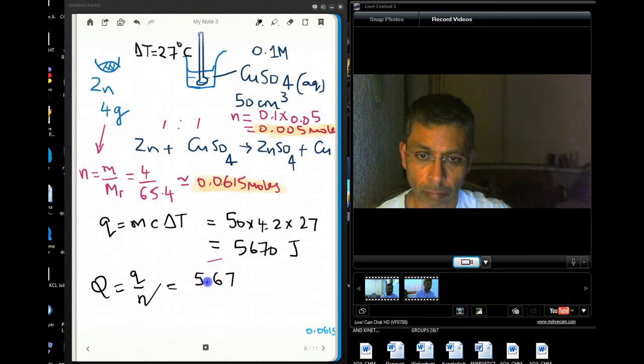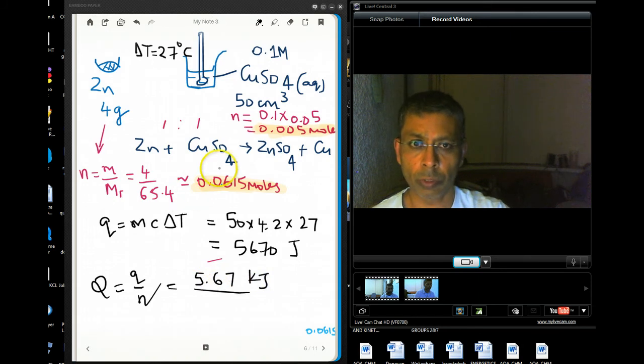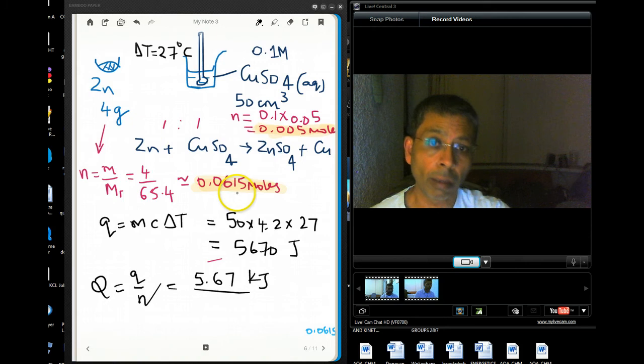5.67 kilojoules divided by the moles, and I'm going to choose that one. No, hold on, yeah, that one there, the smaller moles. That's the limiting factor. So in effect, we've got excess of zinc, which is not all going to react, of course.